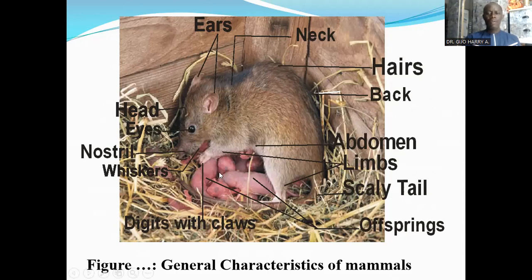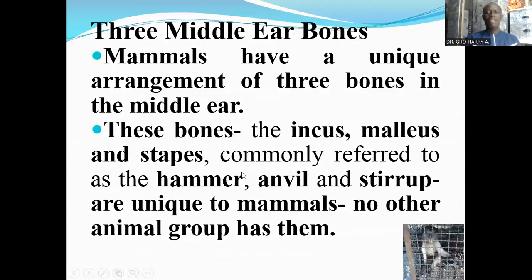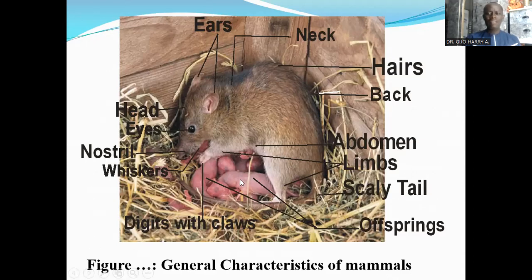And one other feature we want to look at in this figure is that mammals give birth to live young ones. They are viviparous. Mammals are viviparous. They give birth to live young ones. Apart from the monotremes that are oviparous, all mammals are viviparous.